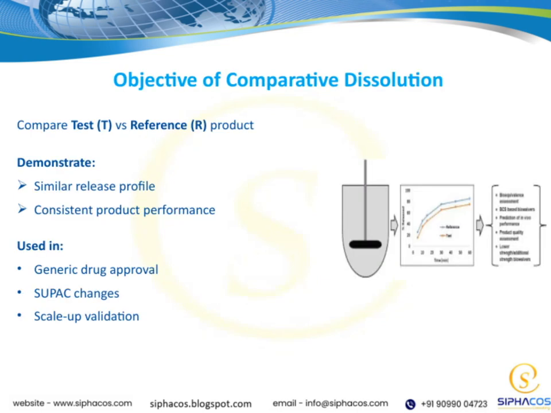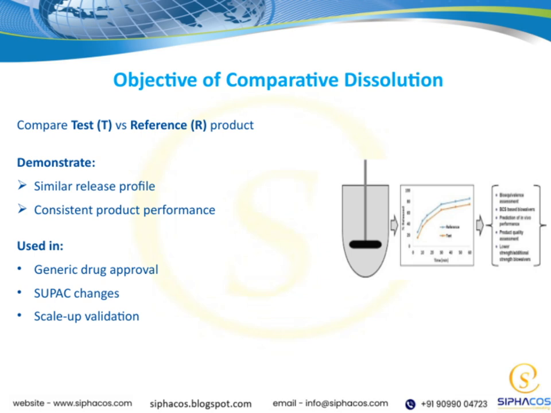Now, let's take a closer look at the main objective of comparative dissolution. The goal here is to compare the test product, which we'll call T, with the reference product, R. Essentially, we want to see how they perform side by side in terms of their dissolution profiles. The key demonstration is that both products should show a similar release profile, meaning they dissolve at comparable rates over time. This similarity indicates that the test product will perform like the reference in the body, which is crucial for ensuring therapeutic equivalence.